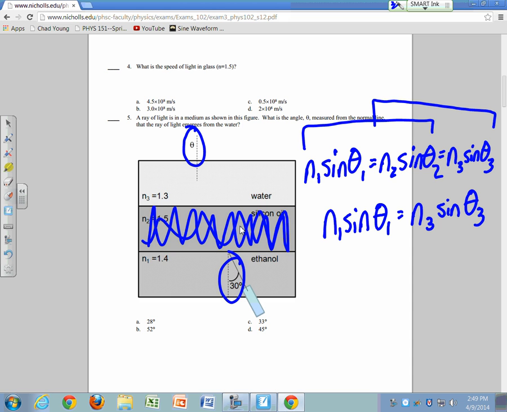And then you would solve this. So you would say N1, which is 1.4 sine of 30, equals 1.3 sine of theta 3. If you have trouble solving that, you really need to get some help with that. You can come see me. I think y'all are all okay. But if you were wanting to know this, instead of putting 1.3 here, you'd put what? 1.5, yeah. And this would be theta 2, right?